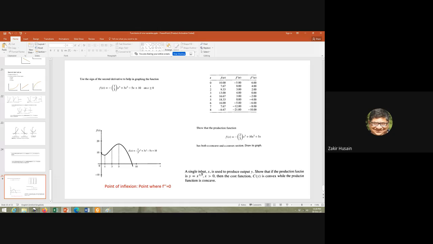First work out the production function. Is it convex or concave? Then the second part is to convert this into a cost function. What is a cost function? Cost as a function of output. Remember this. That means cost is a function of y. So work it out yourself and try to show it to me.